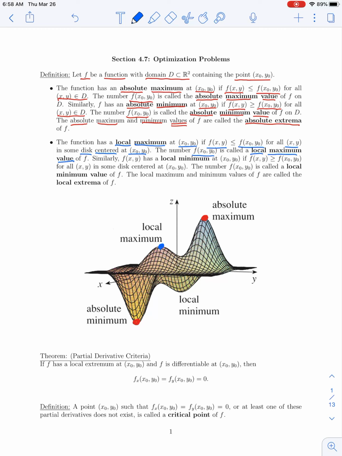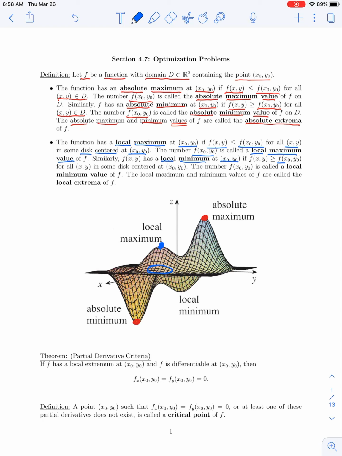So if we look at our surface below, a local maximum would be the value of our function, or the largest value that our function takes in some neighborhood around a point. So it's the largest value that our function takes relative to points around it. So if we were to consider some disk in the xy plane, we see that for points (x, y) within that disk, the largest value our function takes in that disk would be this local maximum value.